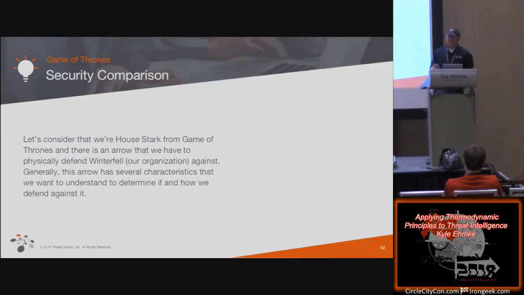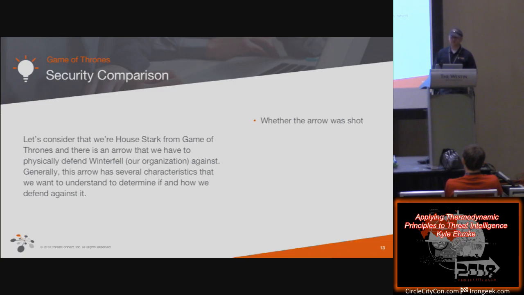So let's consider that we're House Stark from Game of Thrones, and there's an arrow that we have to physically defend Winterfell or our organization against. Generally, this arrow is going to have several characteristics that we want to understand to determine if and how we defend against it.